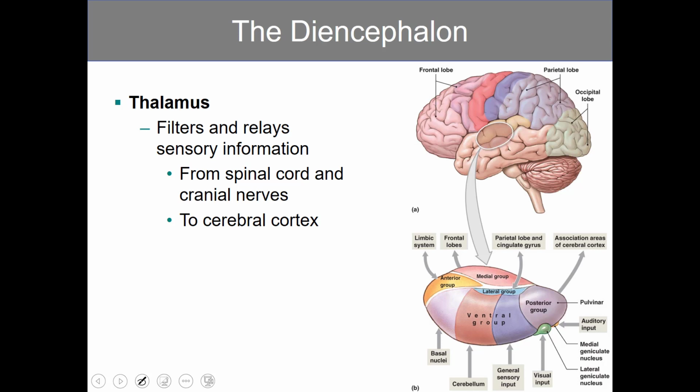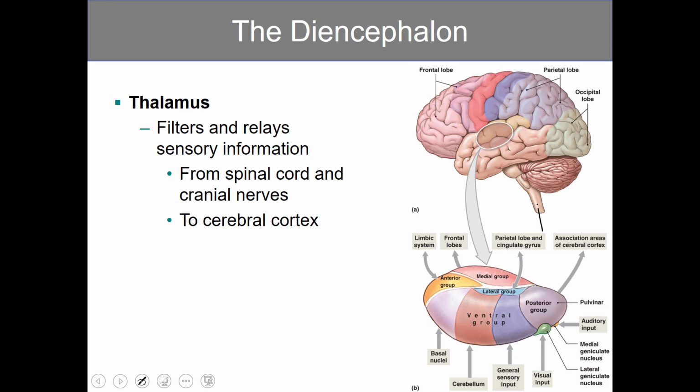It's sort of analogous to Grand Central Station in New York City. Grand Central Station is a subway station, and all subway lines go through it. In a similar fashion, all of the sensory information coming in from various parts of the body all goes through the thalamus, or at least tends to, before being projected up onto the cerebral cortex.